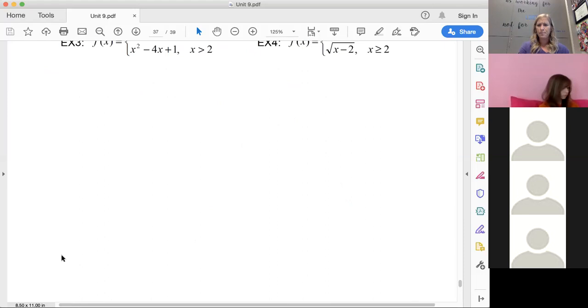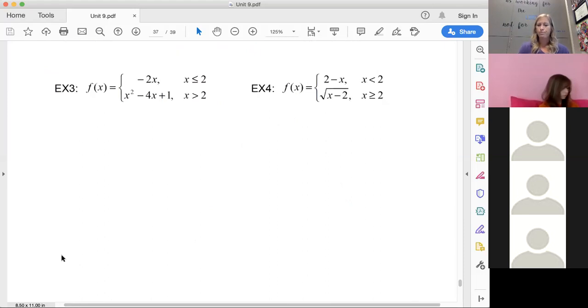In the fall, did we do continuity as a whole, or was it from the x direction or from the y direction? Yeah, we said the whole parent function was either discontinuous or continuous because of one break in it. Okay. So example 3 is a good one of a piecewise function.